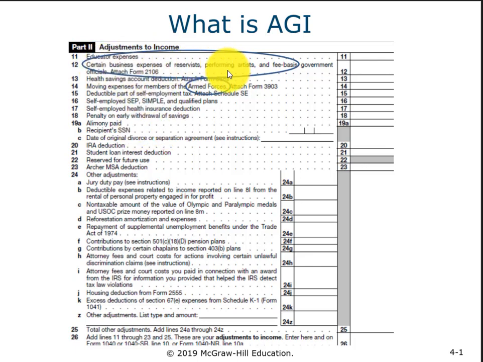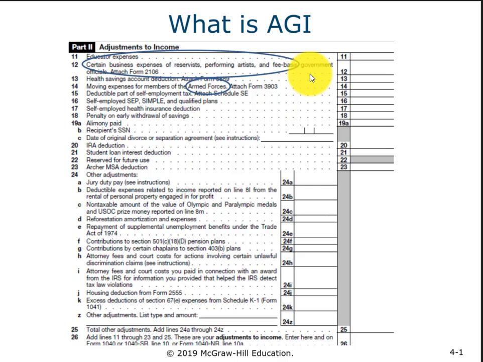But here's one that is not there. It used to be. And notice that it actually even has its own form and everything. Notice how specific it is. Certain business expenses of reservists. So if you're in the Army Reserves or National Guard, performing artists, not exactly two groups that you think of in the same breath, and fee basis government officials. Those three groups get a deduction for their business expenses. Nobody else does, for AGI. So those are very narrow, and that's why we don't deal with it.